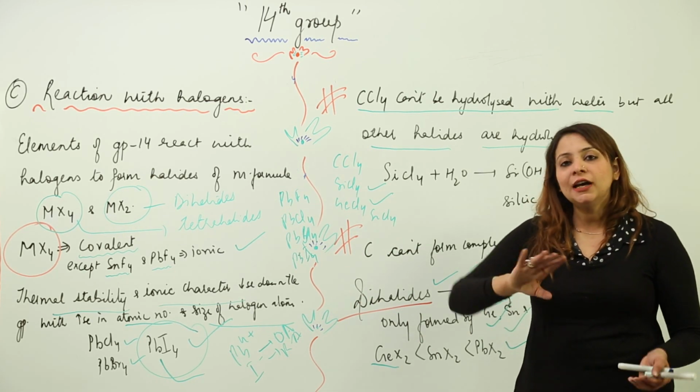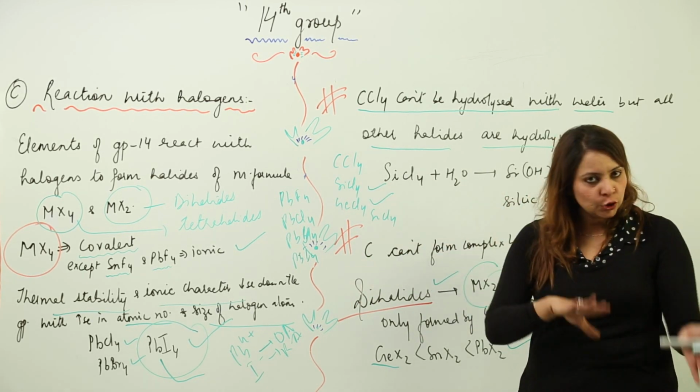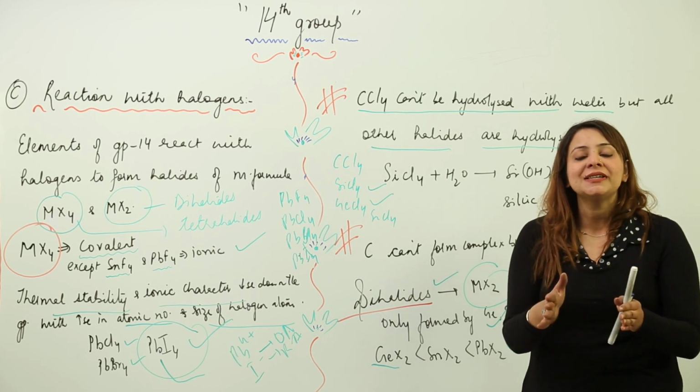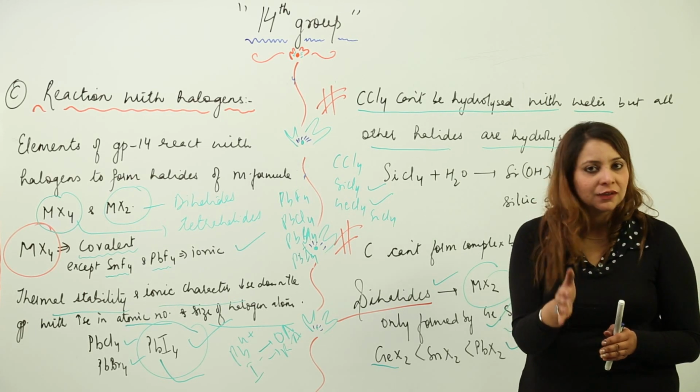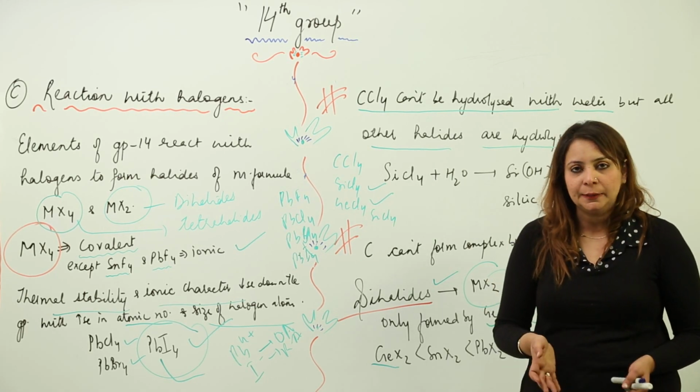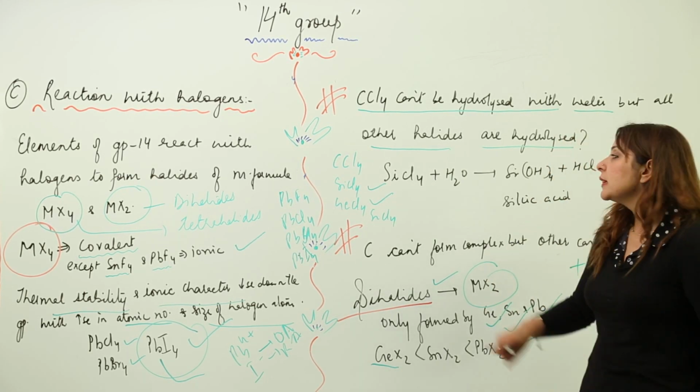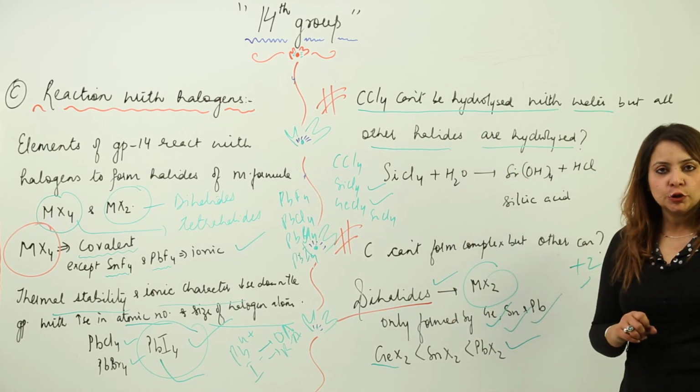That means they are not electron rich, they are not electron deficient, they are electron precise. That means they have that number of electrons that is required to attain stability. So coming to this point, why CCl4 can't be hydrolyzed.